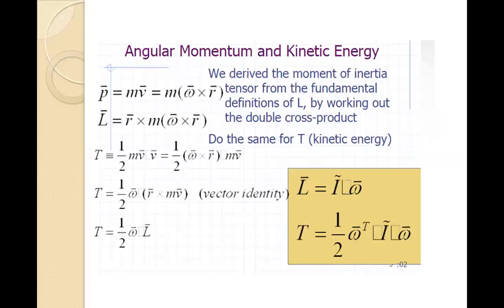So what is this actually? What are we discussing here? As I mentioned yesterday, we were asking what is angular momentum. We already know that L is equal to, what is L? It's r cross m into omega cross r.